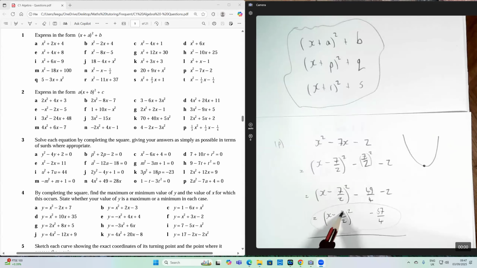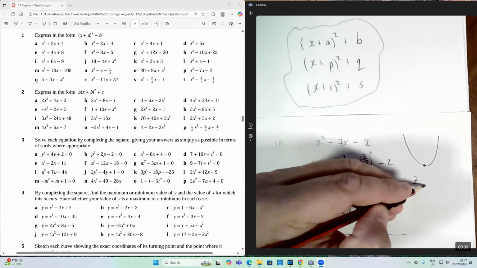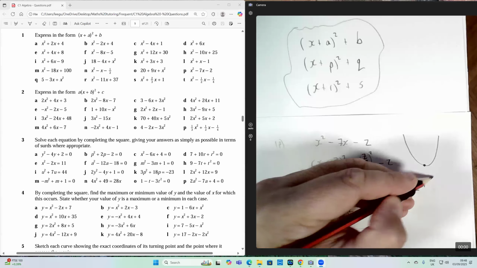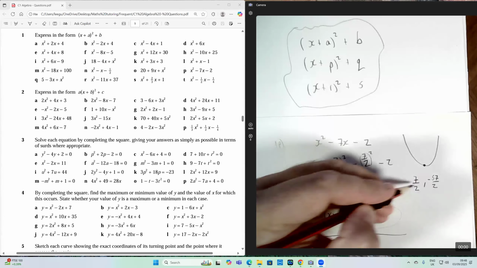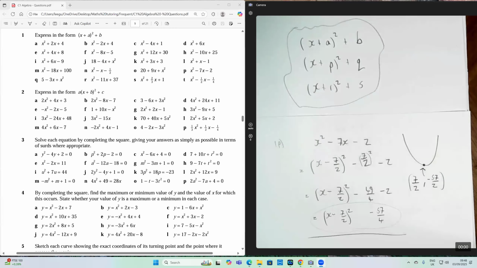So here I've got x − 7/2. So I'm going to change the sign from a minus to a plus. So that is 7/2. I've changed it to be positive. This one stays the same. So minus 57/4. And that is the coordinate of my turning point. So you change that sign and this one stays the same.